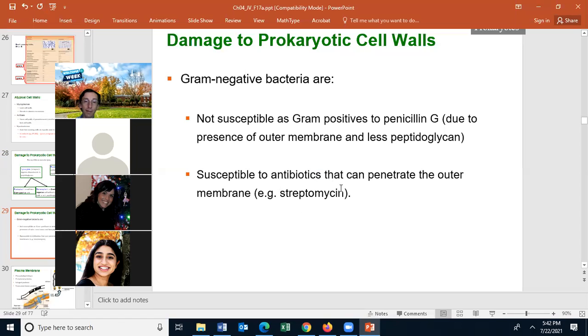Streptomycin is a lipid-soluble molecule, so it can go right through the outer membrane of a gram-negative cell. And then there are even members of the penicillin family that can get through the porin molecule in the outer membrane. For example, ampicillin, which is one of the early members of the family of penicillin, can get through the gram-negative cell wall and inhibit both gram-negative cells and gram-positive cells. Any question about any of that?